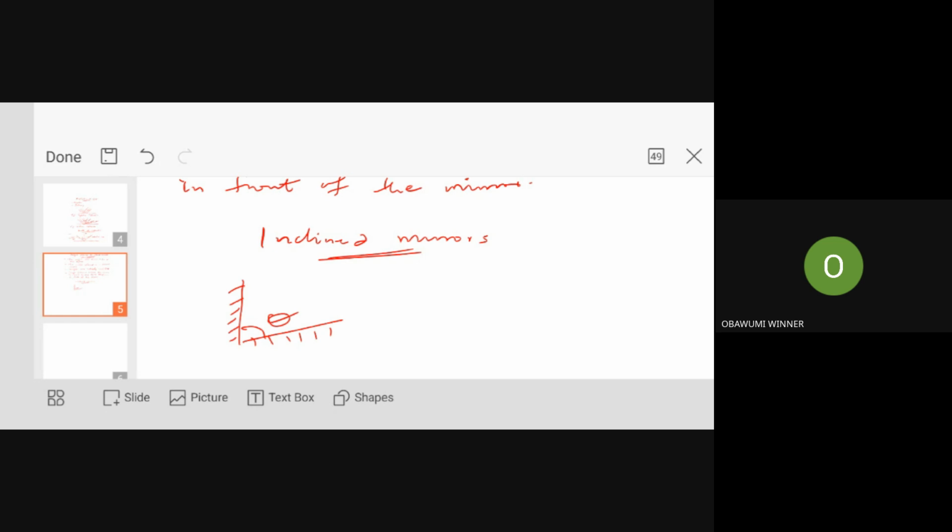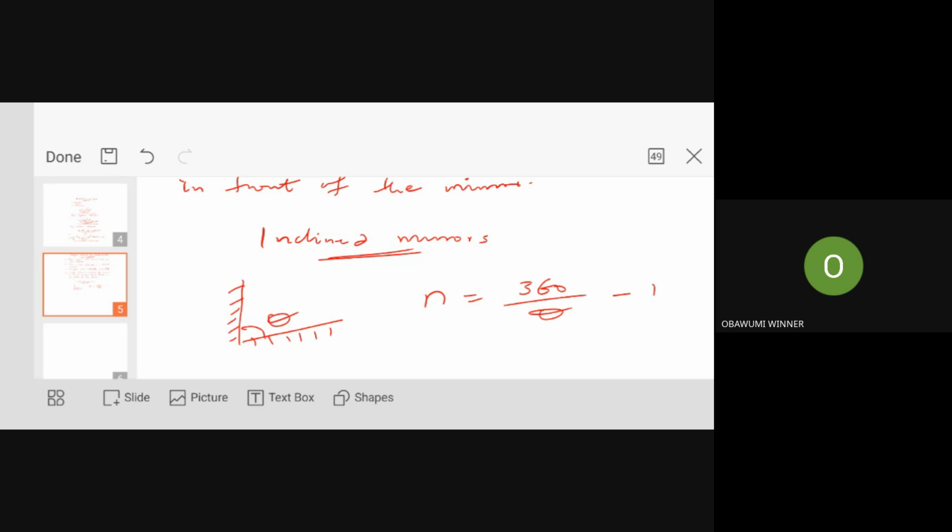So what does that mean? Anytime you are asked a question regarding inclined mirrors and they ask you to find the number of images formed, this can be obtained using the formula: the number of images n is equal to 360 divided by the angle theta, minus 1. So this is how we know the number of images that are formed by plane mirrors.